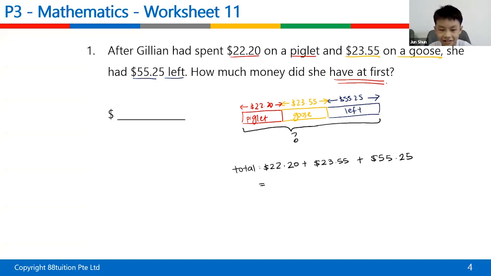Okay, for the first question, I'm going to do addition with you. But second question onwards, you're going to do it on your own already, okay? So this one we will do together. When we add money, it's exactly the same as when we are adding normal numbers. All we need to watch out for is the decimal point. Remember to include the decimal point into the addition working.